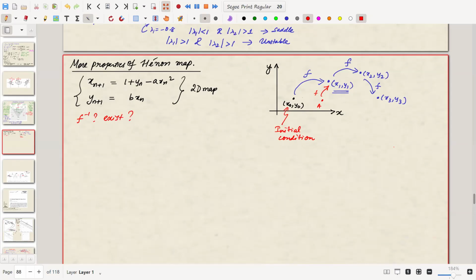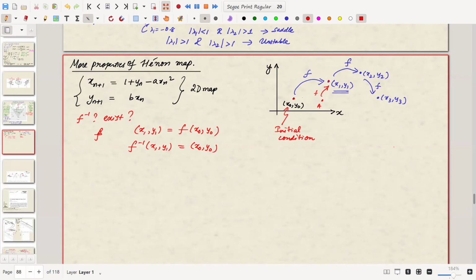Does F inverse exist? So I'll write it here. (x1, y1) is equal to F of (x0, y0), isn't it? You started from here, applied F, and went to (x1, y1). Now I'm asking which point maps to (x1, y1)? What is the pre-image of (x1, y1)? That means you have to take the inverse of (x1, y1) and that will give you (x0, y0). But (x0, y0) is just one candidate. What are the other possible candidates we want to see?